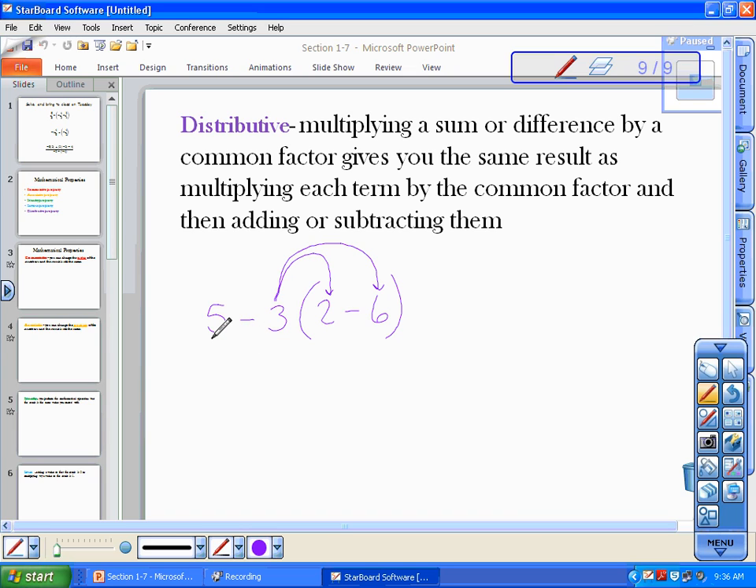This 3 should be distributed to both terms inside this parenthesis. Please notice that if I change this problem to addition, this 3 actually is a -3, and this 6 actually becomes a -6. When I distribute, negative 3 times 2 is negative 6, and negative 3 times a negative 6 becomes a positive 18. And then we still have this 5 here in front. Okay? Really important when you're doing distributive property to watch negative signs very, very carefully.